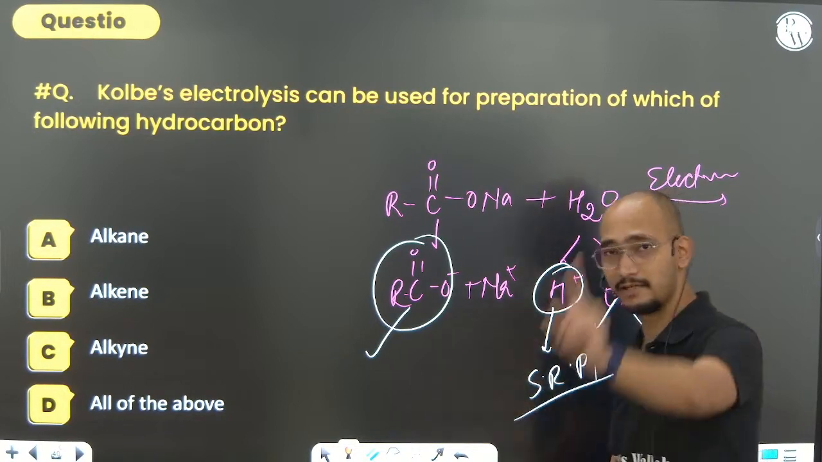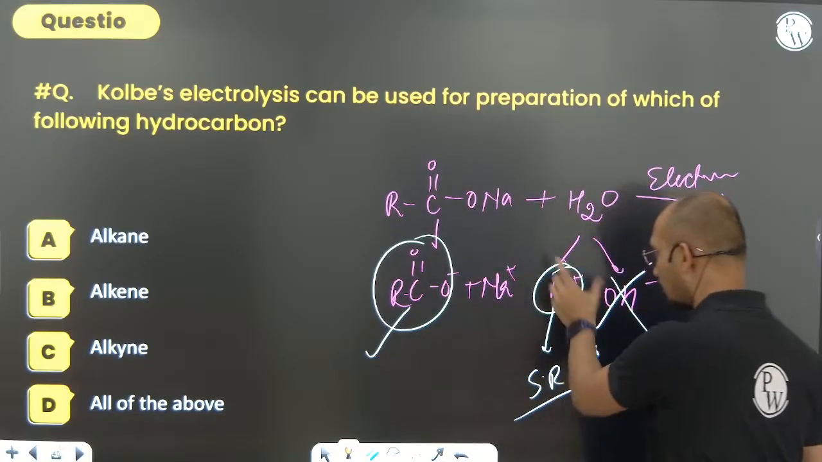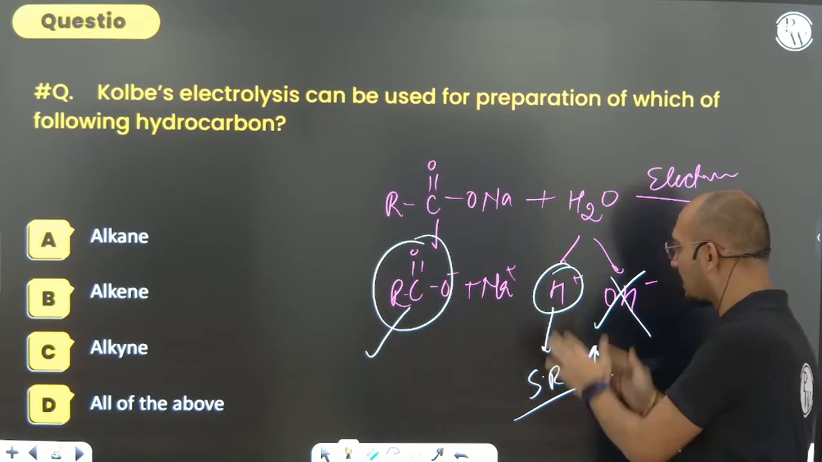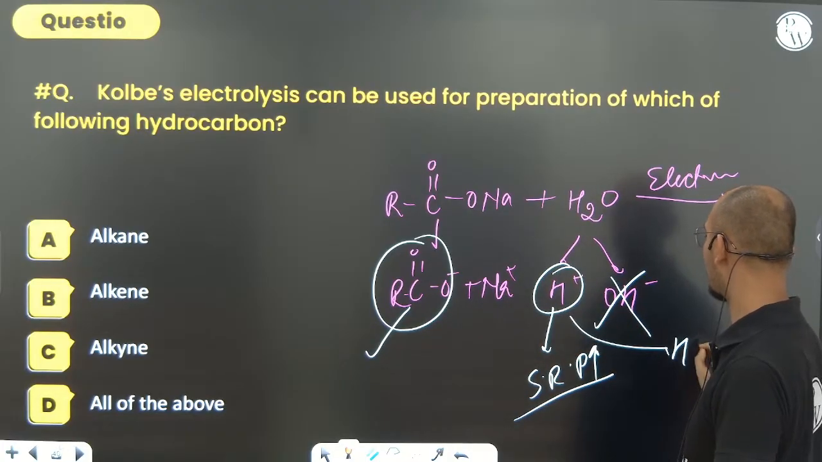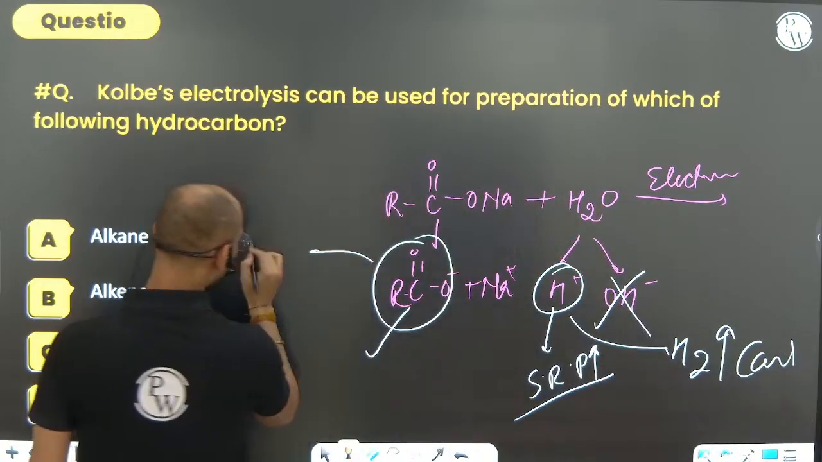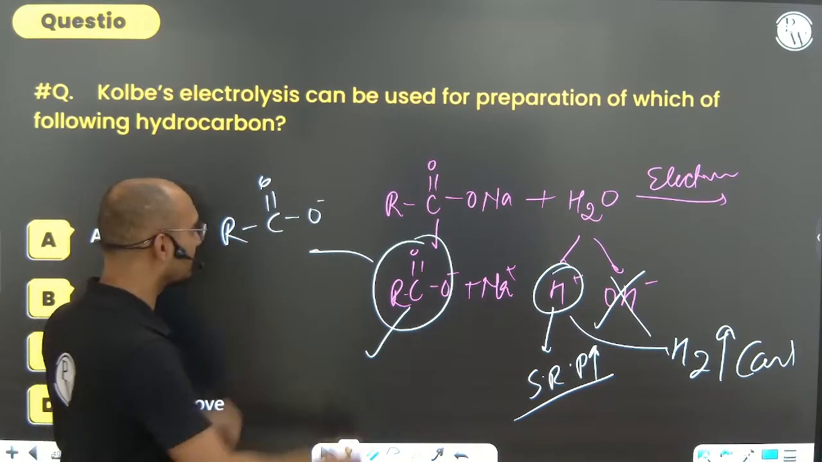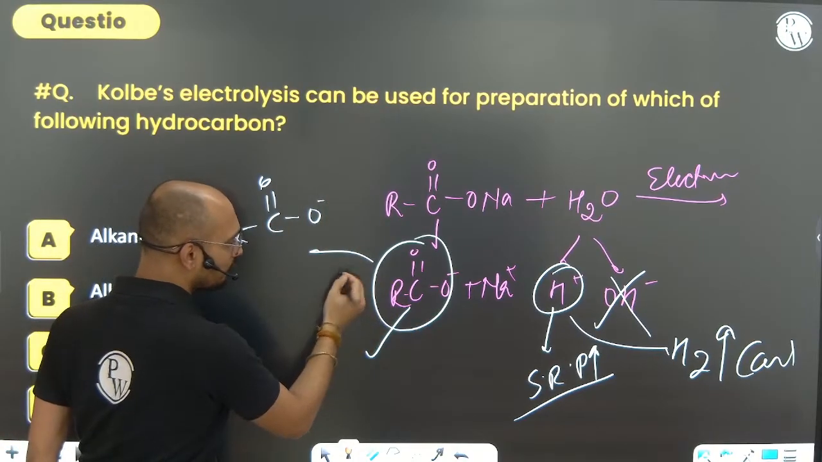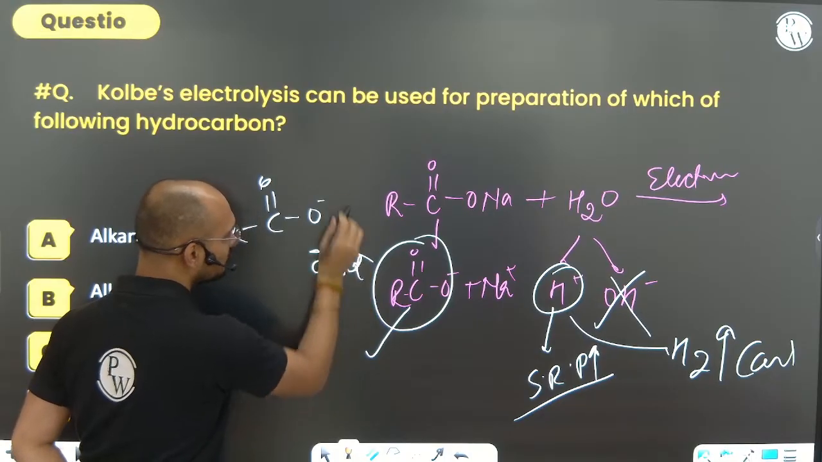We have already studied all these concepts thoroughly in electrochemistry. So H plus has more SRP, so it will go to the cathode. At the cathode, hydrogen gas is released. But what about RCOO minus? It will lose an electron, because at the anode oxidation takes place. At the anode oxidation takes place.